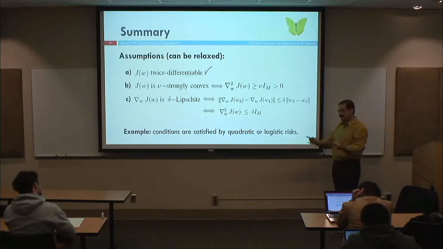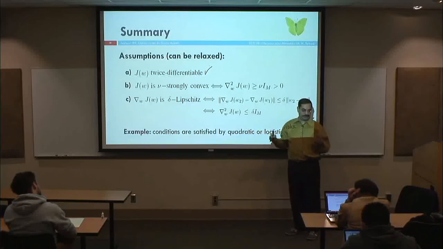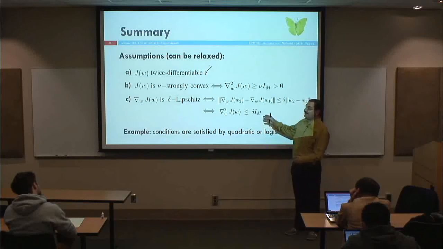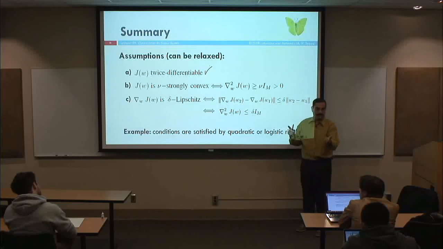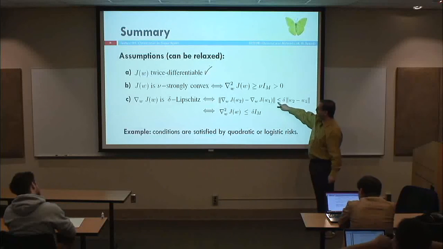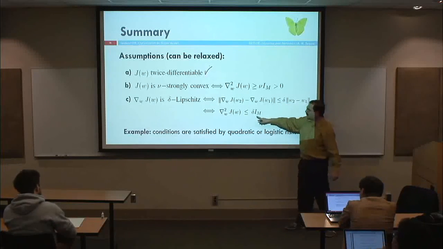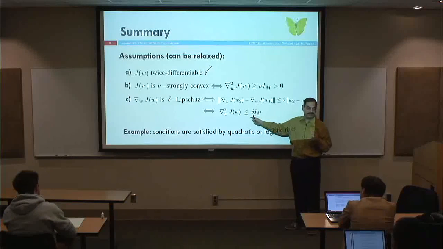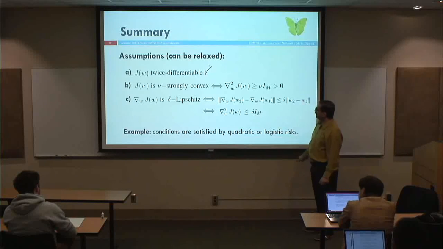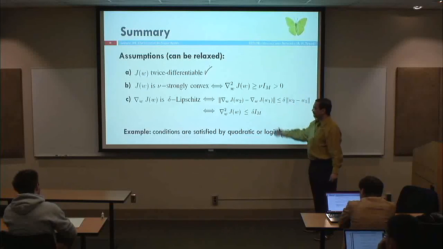Again, I said you can relax these conditions, okay? For example, you can work only with the Lipschitz condition on the gradient of J, right? That's one way to do it. You can work with this condition. Instead, we are going to work with this condition because I assume the function is differentiable, under which these conditions are equivalent, okay? And strong convexity. So this is the lower bound, this is the upper bound.